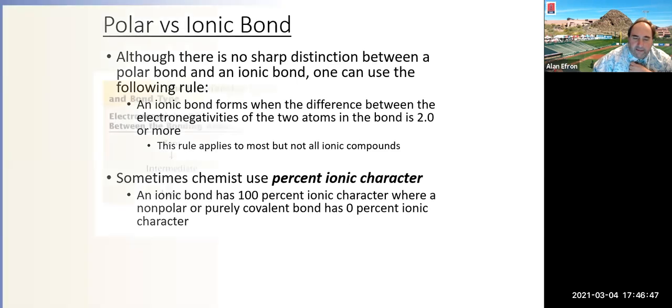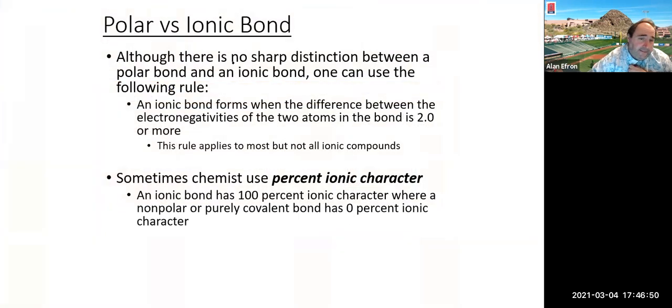Another way that sometimes bonding is described is through what is sometimes referred to as percent ionic character. And percent ionic character basically means that if you have an ionic bond, you obviously have 100% ionic character, which essentially means that there is no sharing of electrons. We basically have a transfer of electrons that occurs. If you have a pure covalent bond, it has basically no ionic character. And what that basically means is, instead of those electrons being transferred like we would see in an ionic bond, again, they're going to be shared when we look at it.